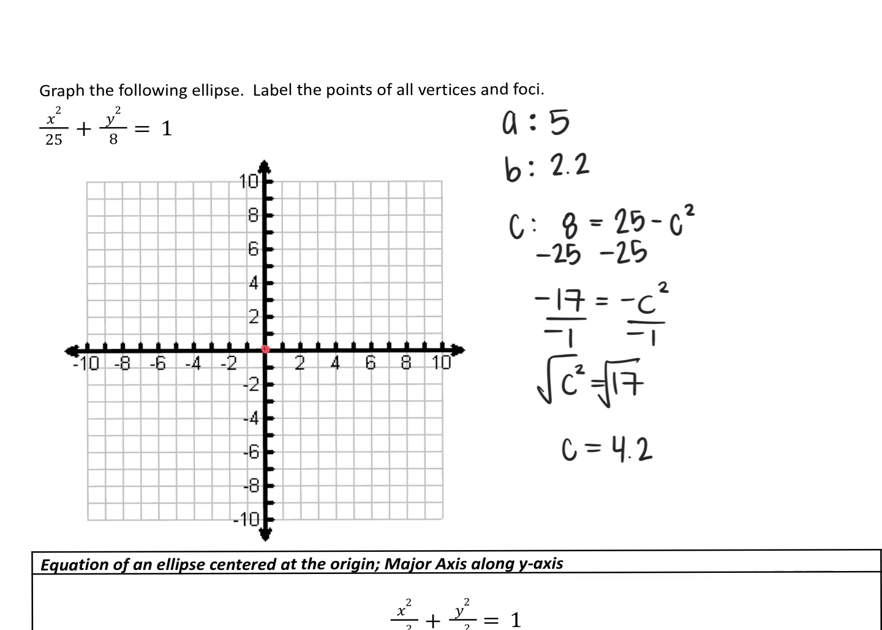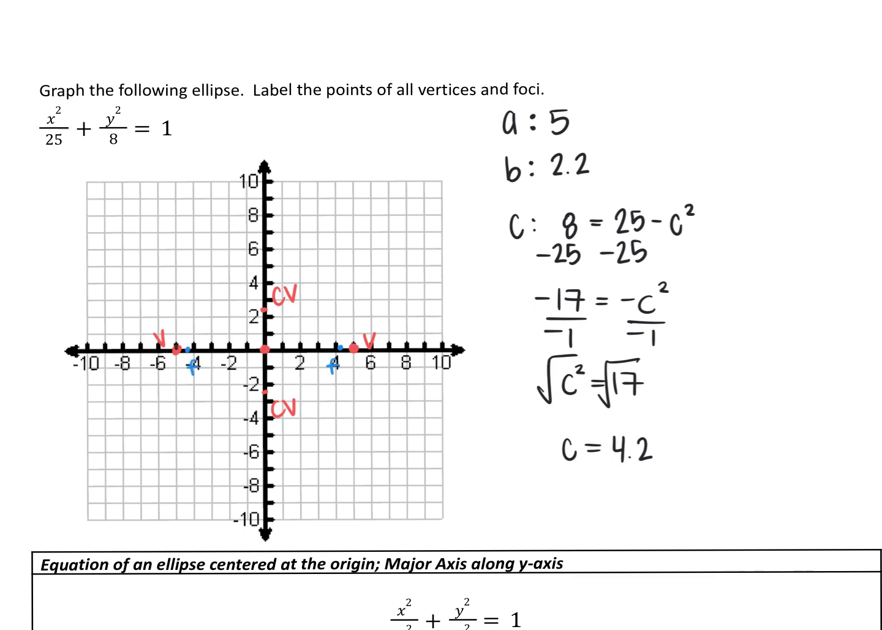So I start with my center at 0, 0. A is 5, so I'm going to go 5 to the right and 5 to the left. B is 2.8, so I'm going to go slightly up, a little past 2, and negative 2. And then for my foci, I'm going to go a little bit past 4 and negative 4. So we've got vertex, vertex, co-vertex, co-vertex, and then my foci.